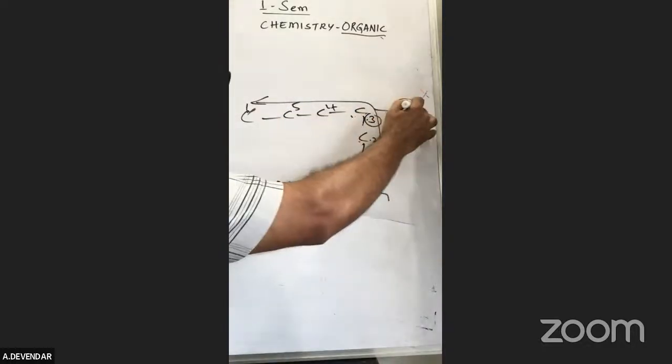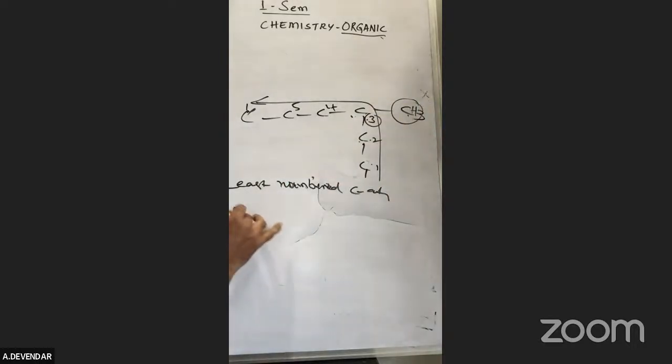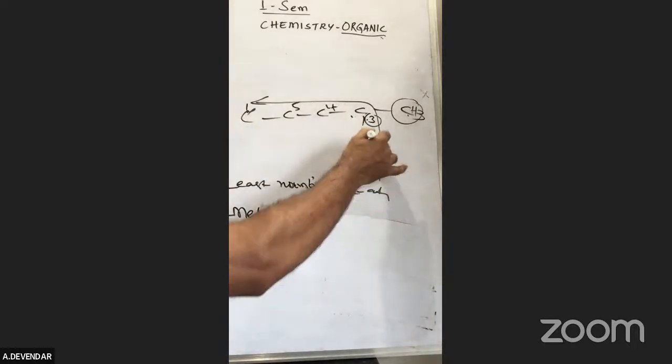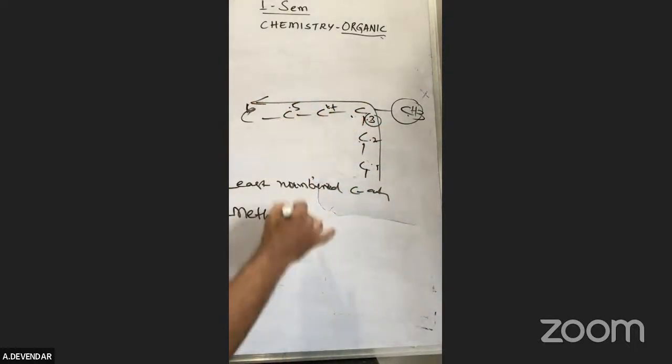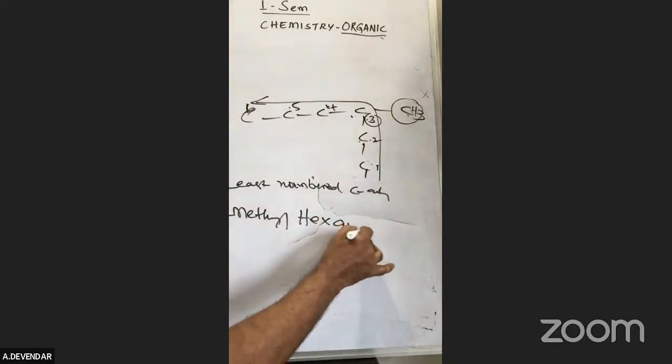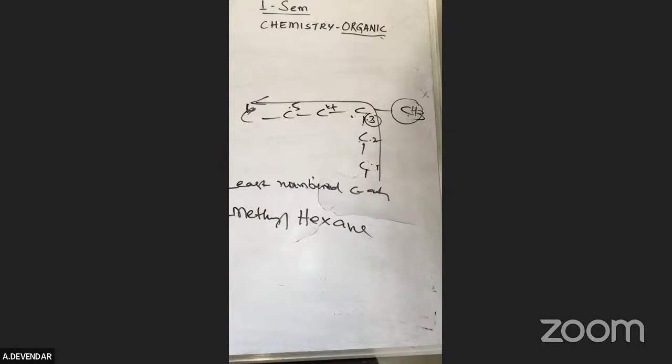What is the name of this one? This has one methyl, so 3-methyl. The prefix is over. How many carbon atoms are there? 1, 2, 3, 4, 5, 6. Hex is the root word, and ane is the primary suffix. So it is 3-methylhexane. This is the second rule.